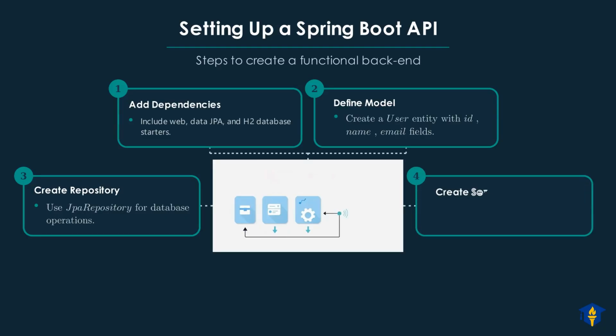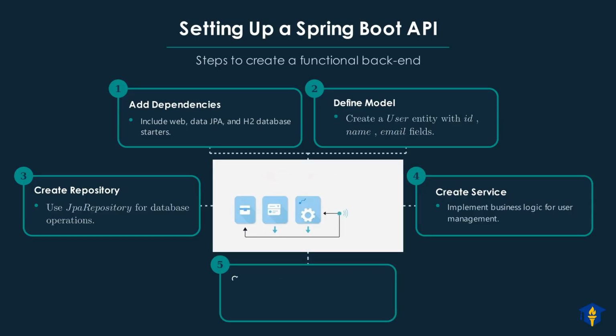Following that, we will create a service layer for our business logic. Here, you implement the specific business logic, such as managing user data and processes. Finally, we create a controller to expose our API endpoints. The REST controller annotation helps expose API endpoints for front-end consumption.